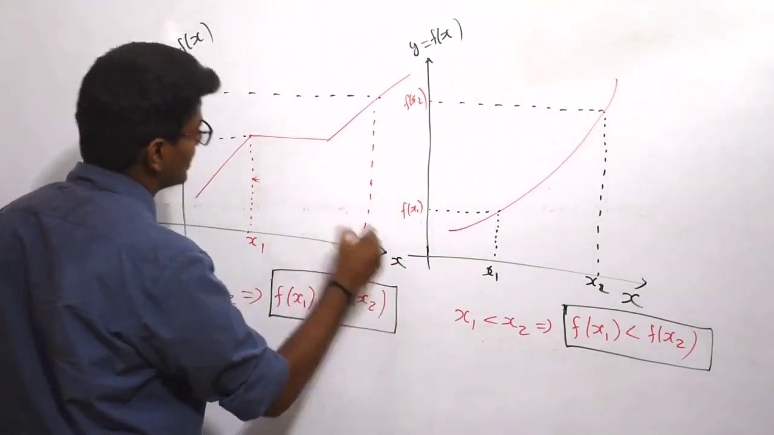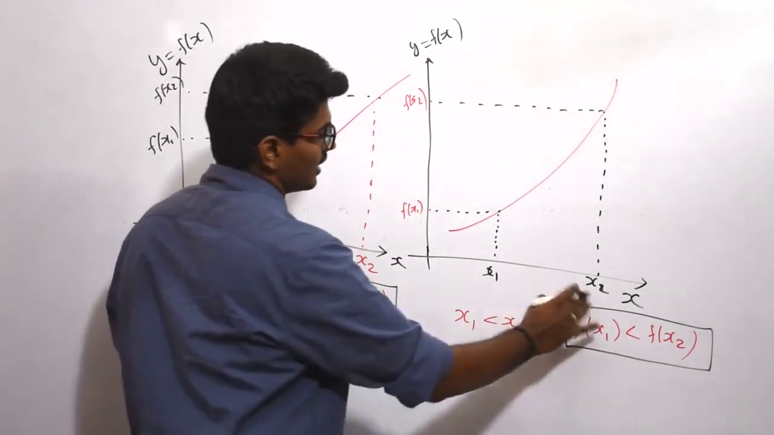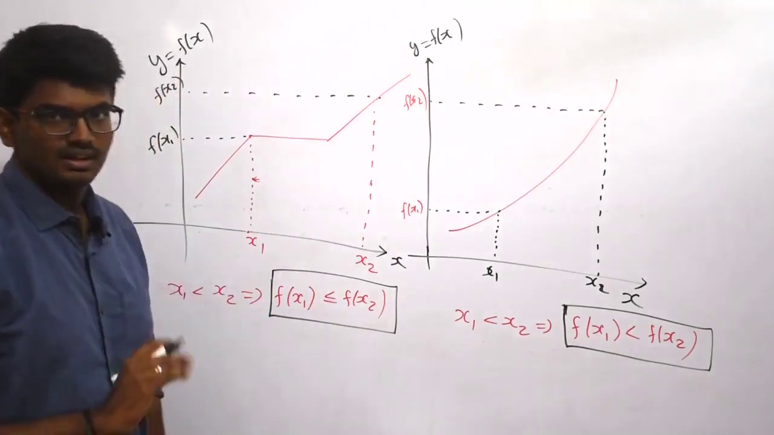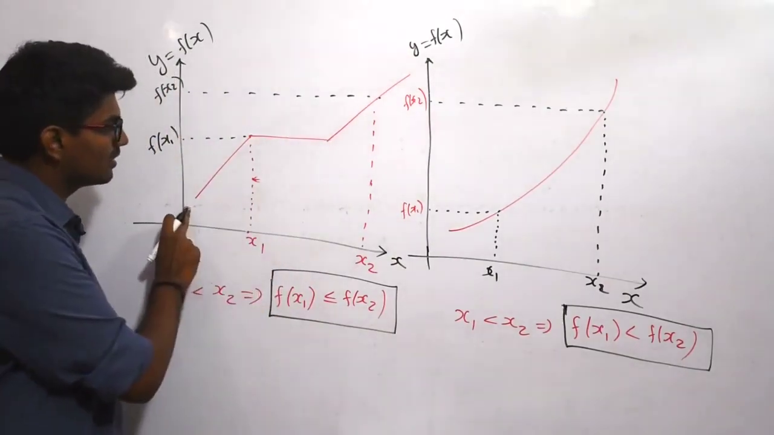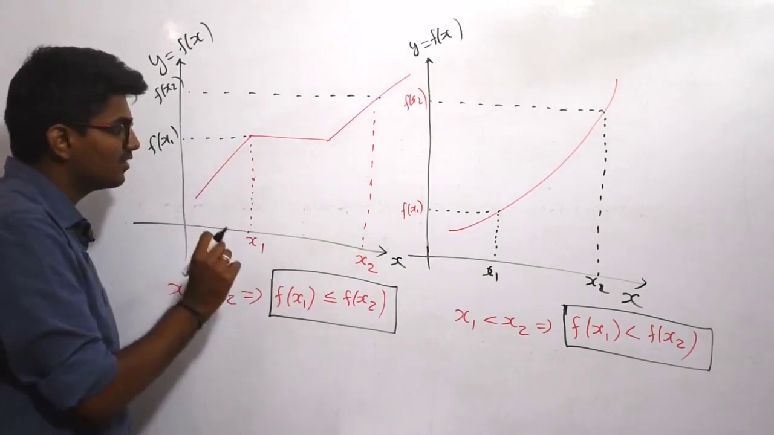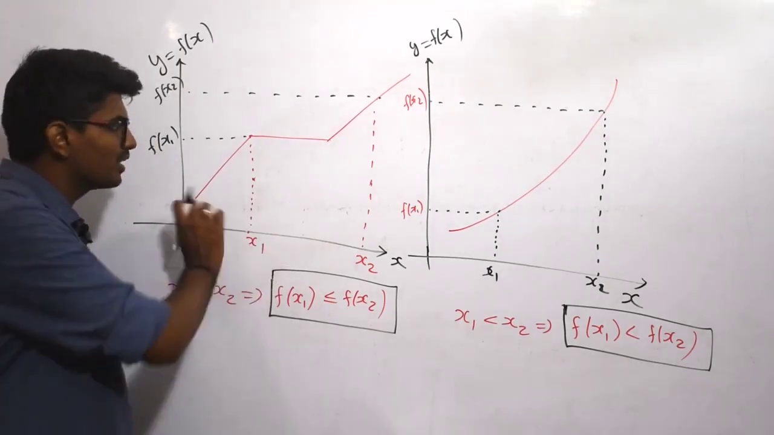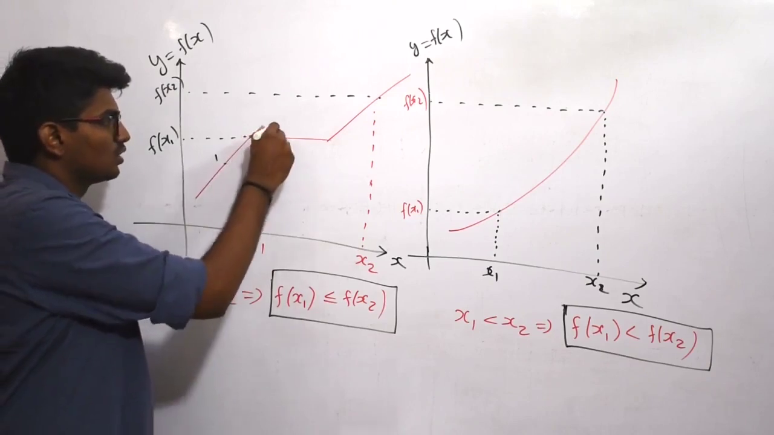with x on the horizontal axis, and y as a function of x on the vertical axis, right? So if you see this function, if I move from left side to right side, I am fixing a first point. That first point is x1. I can take this first point anywhere, wherever I want.